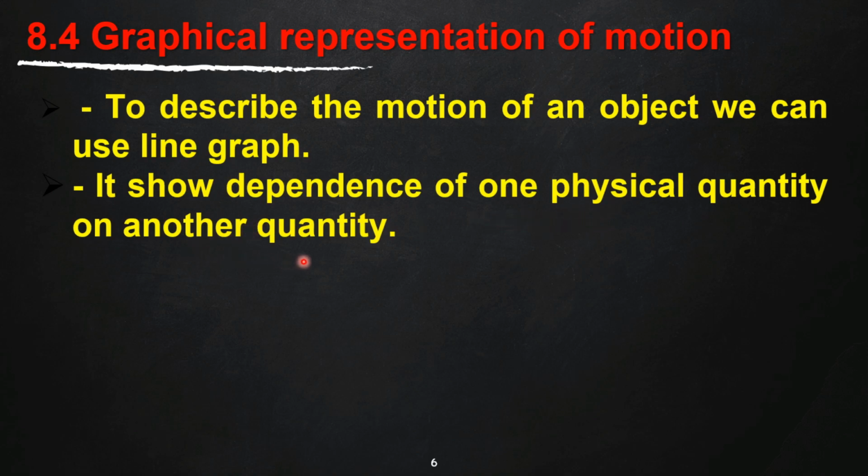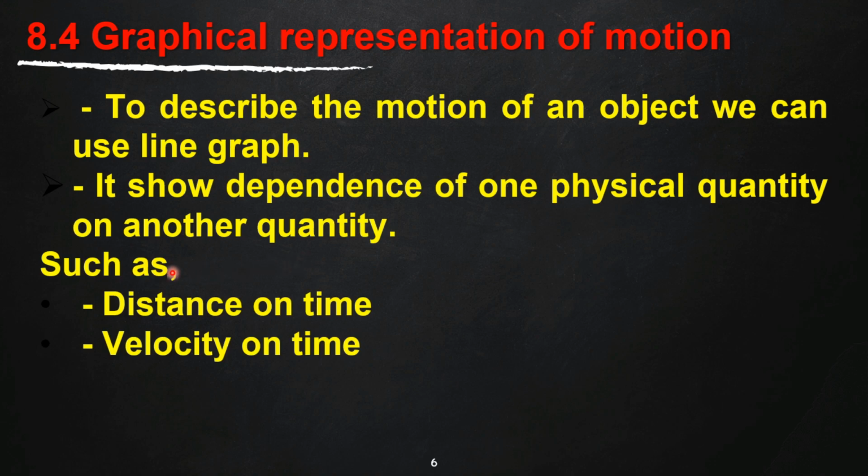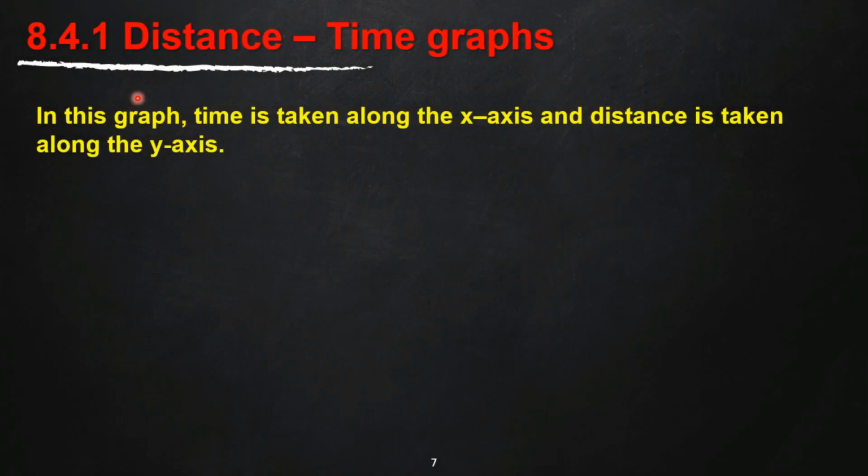So, one physical quantity will be on the x-axis and another physical quantity will be on the y-axis, such as distance on time or velocity on time. So, let us study both cases separately. Next is the distance time graph, meaning distance on time graph.